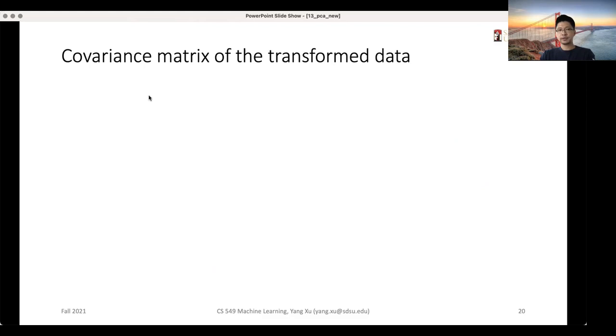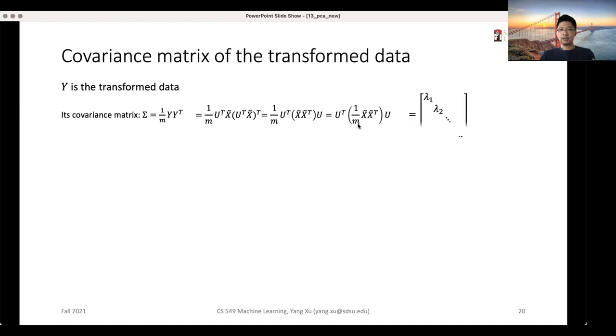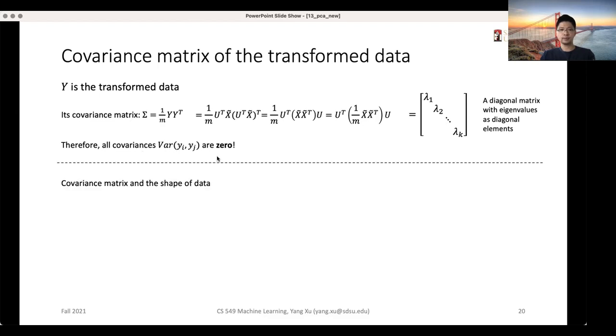And the covariance matrix of the transformed data is something interesting to look at and interpret. The Y is the transformed data, and if we look at its covariance matrix, it will be a diagonal matrix. This means all those Y features are orthogonal to each other. They don't have interdependencies, which means they are better features than the original features. And all the covariances between the Y's are 0.